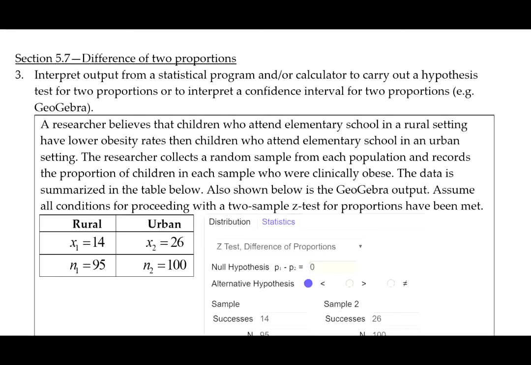So this is a hypothesis test for two proportions. Besides the fact that it says a two-sample z-test, we can see that we're trying to analyze whether a claim is correct or not. Also, we have two groups, rural and urban children, and a categorical response variable, whether or not the child is obese.